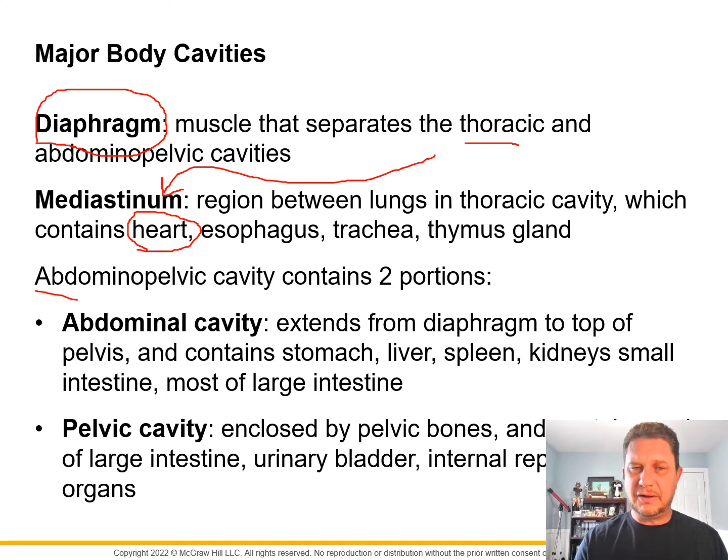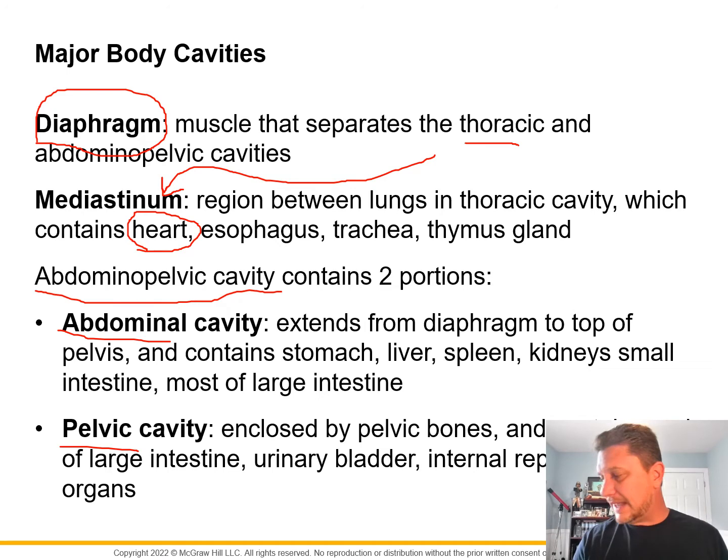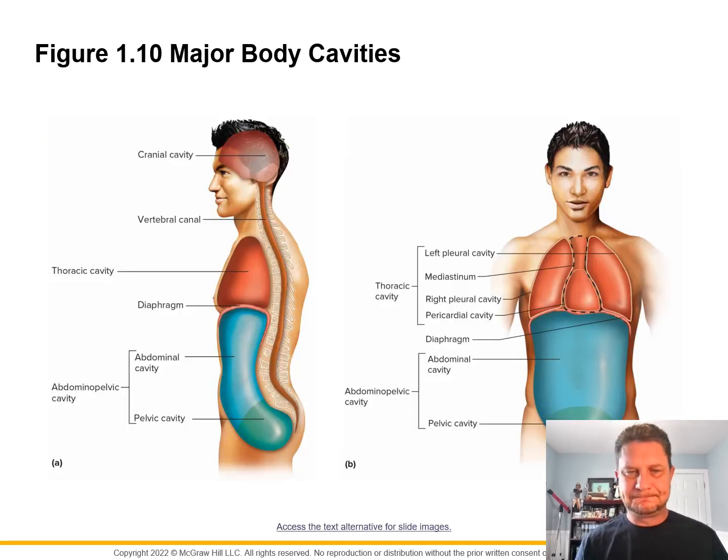Mediastinum, it's kind of like middle behind the sternum. The abdominal pelvic cavity also has two portions, the abdominal and pelvic cavity, which is nice. Sometimes science gets things pretty well named, not always, but most of the time if we understand. The abdominal pelvic cavity contains the abdominal and pelvic cavity. So that's kind of nice. So let's look at them.